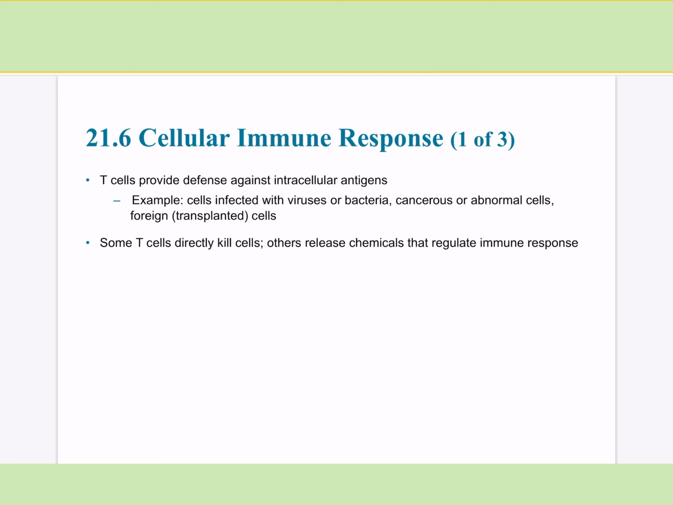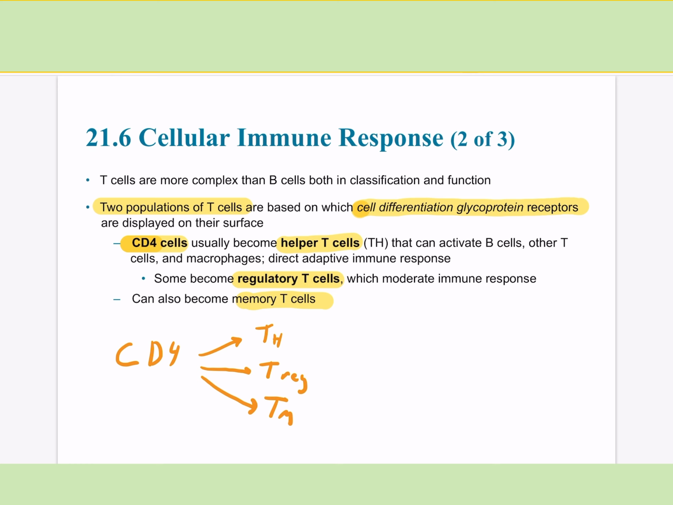Now, in the world of T cells, we're going to see there's many different types. T helper cells, T memory cells, cytotoxic T cells. So some of these cells will go ahead and directly kill cells, and others will release chemicals to mediate the immune response. When we start to look at T cells, we're going to realize quickly they're more complex. So there's more of them, and they have a different range of jobs over a B cell. Well, there's two different main populations of T cells we're going to look at, and it's based on their glycoprotein receptors that they have on the outside.